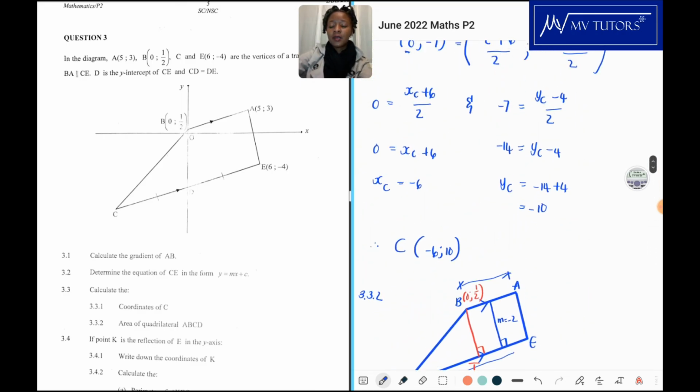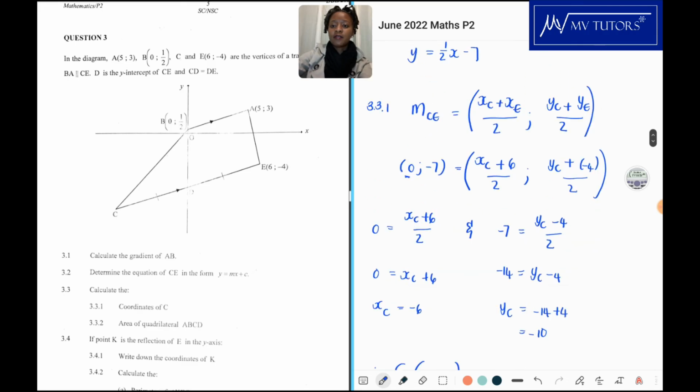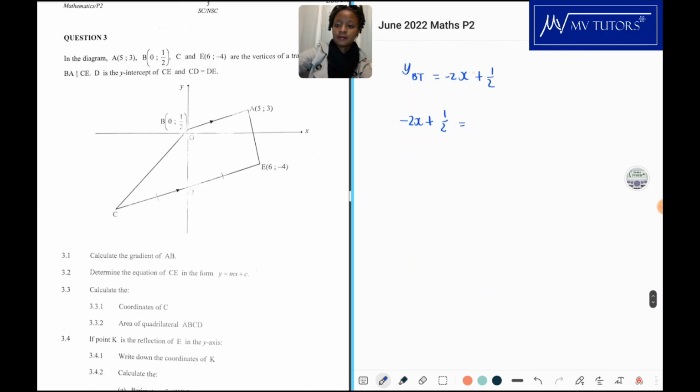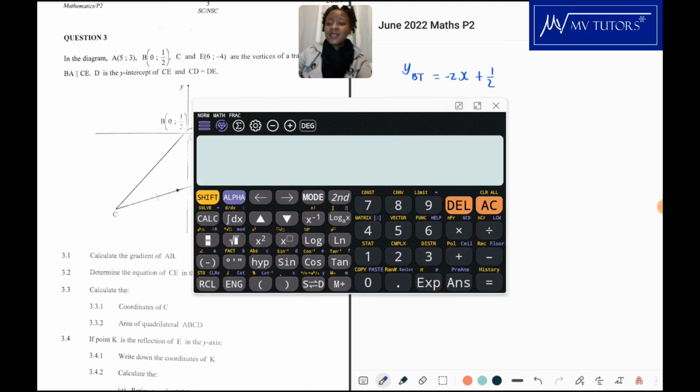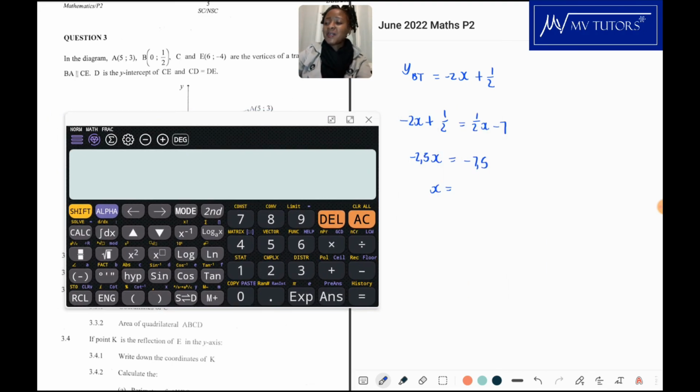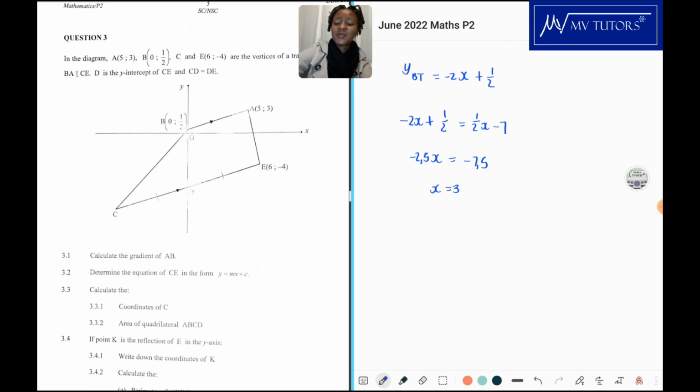Let's check out the equation for CE: y = a half x minus 7. If I take a half x to that side, I get -2.5x, and if I take a half to the other side, I get -7.5. So what is 7.5 divided by 2.5? I'm not going to start guessing. It's 3. So x is equal to 3.